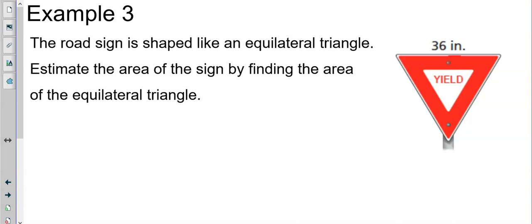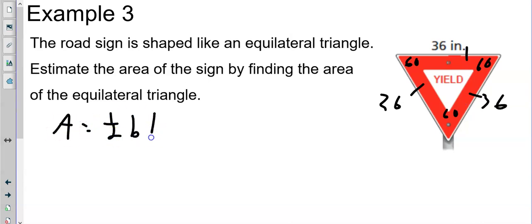The road sign is shaped like an equilateral triangle, which means all 3 sides are the same. Estimate the area of the sign by finding the area of the right triangle. Well, if it is an equilateral triangle, that means this is a 60, 60, 60. Well, area is 1/2 base times height. Well, we need to find the base. I'm sorry, the height. So what we're going to do is we're going to cut right down the middle. Okay? That's going to make this 90 degrees, and that's going to make this right here 30 degrees.